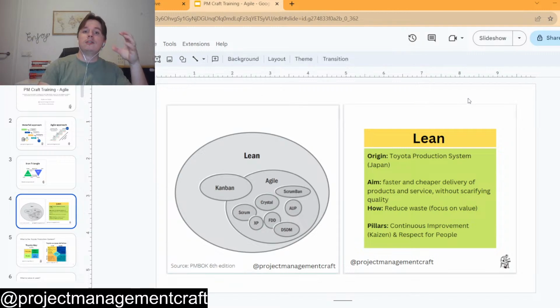So now you understand that you have a big universe called Lean and a smaller universe called Agile. And inside of this universe called Agile, you have several different frameworks. As you can see here, Scrum, Kanban, Crystal, XP, Scrumban, and you can have Lean software and all other different types of frameworks. What's important to understand, because a lot of times when people hear Agile they think it's exactly the same thing as Scrum, is that it's not.